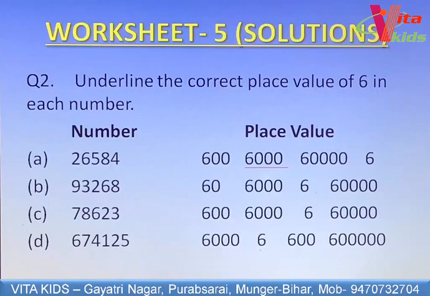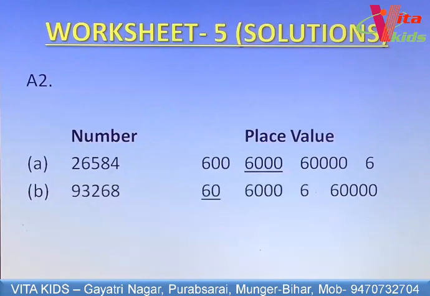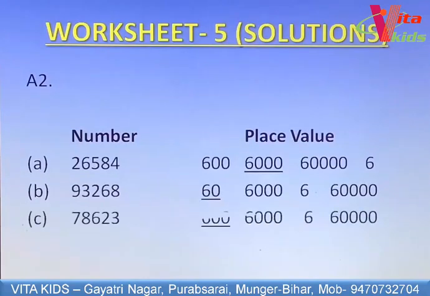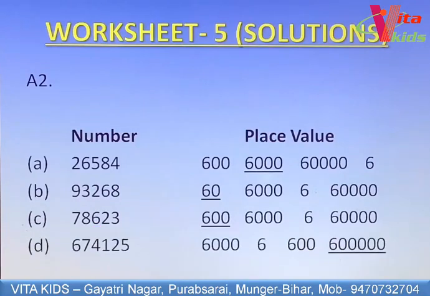93268. Now 6 is at the tens place. So after 6, whatever is on the right side, that is one digit, we will convert it into 0. So we will get 6060. Now the third one, 6 is at the hundreds place. So the two digits after 6, we will convert it and get the answer. Here again, we'll take the 6 and everything on the right of it, we will convert it into 0. So 6 will be followed by 5 zeros.